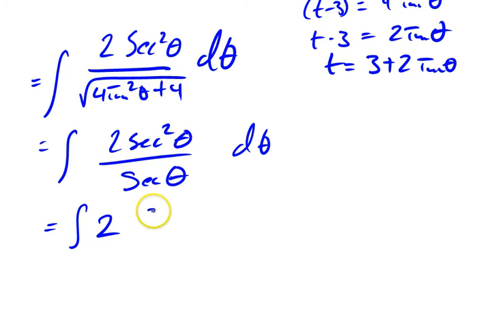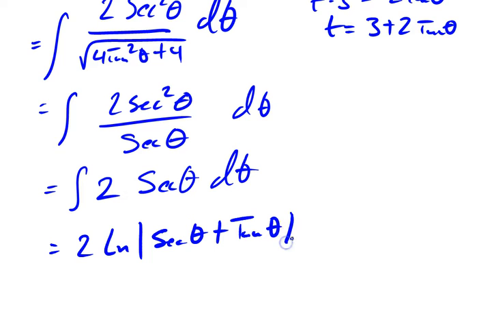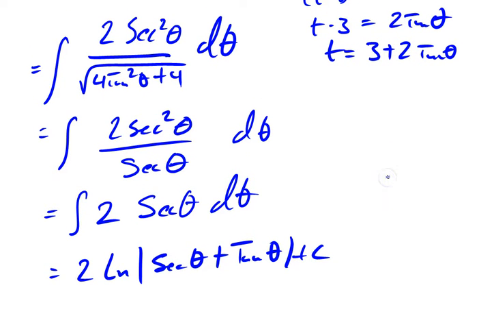So I end up with the integral of 2 times the secant of theta d theta, which I happen to know is the natural log of the absolute value of the secant of theta plus the tangent of theta plus c. Now I need to get back into x's, or t's in this case, and this was my substitution right here.